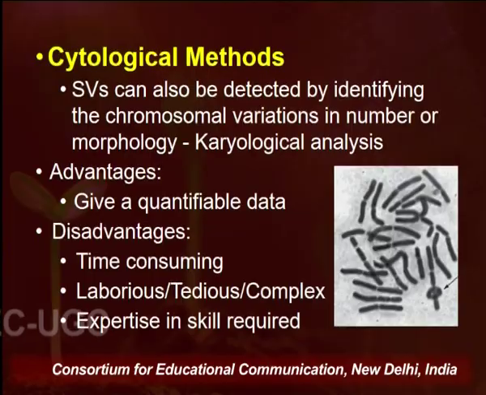Next are the cytological methods. In these methods, variations can be detected by identifying chromosomal variations, and these variations can be either in the number of chromosomes or in their morphology. The major advantage of these methods is that they give you quantifiable data. The major disadvantages are that these methods are time consuming, laborious, tedious, complex or cumbersome.